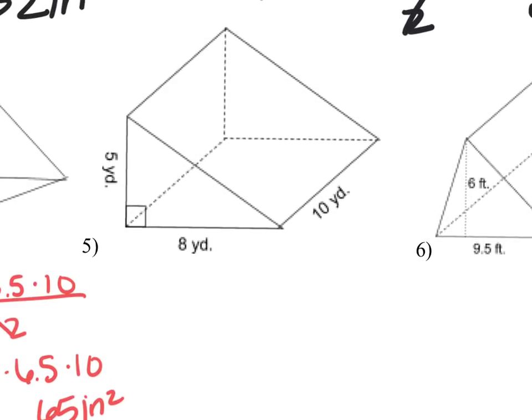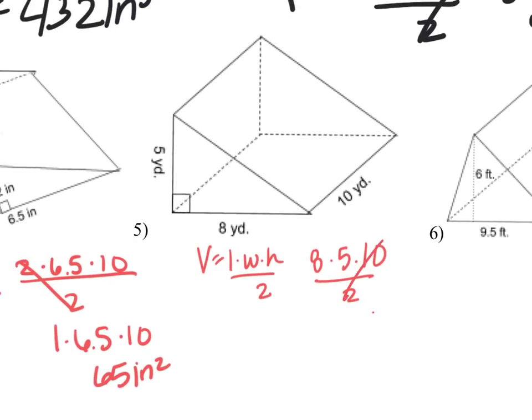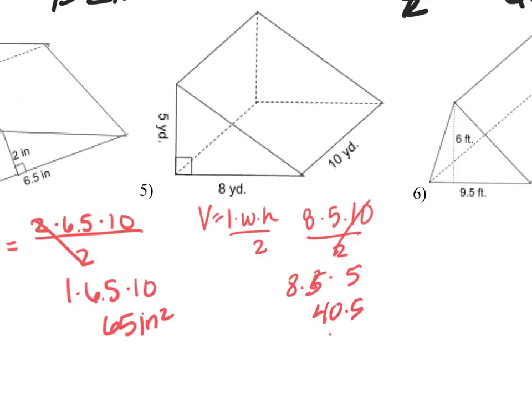So number 5, I want you to try number 5 without me. Okay, so we have 8 times 5 times 10 divided by 2. I'm going to take half of 10, make it 5. So I have 8 times 5 is 40. 40 times 5 is 200. And we're going to get yards squared.